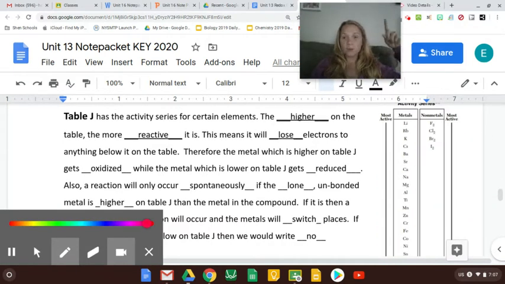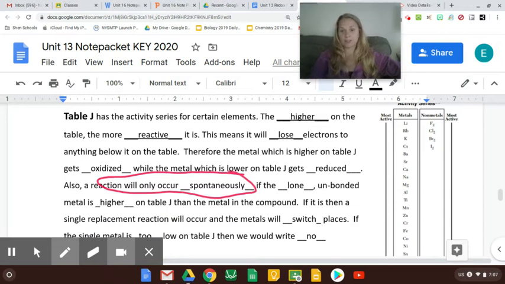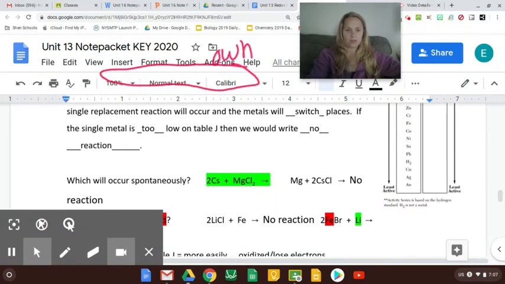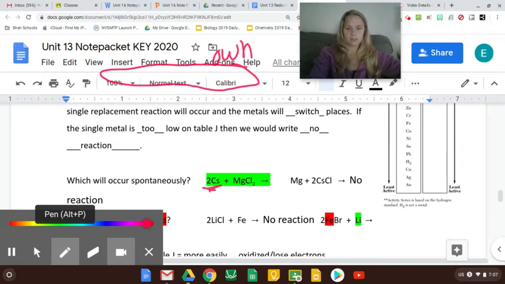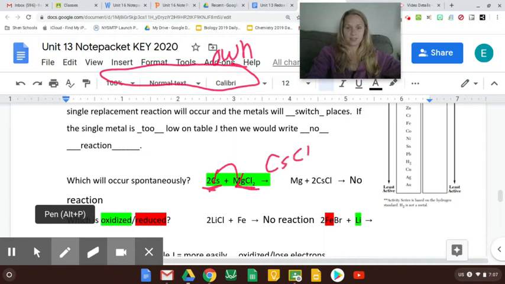And there's one more thing that table J can tell you that you need to know: it'll tell you if a reaction will actually occur spontaneously, meaning on its own. Like, will it just up and happen or not? So the rule is, let me show you an example. You have this lone thing right here, this Cs, that wants to react with this couple, and it wants to do a single replacement where it kicks the Mg out and switches places with it. So now Cs is with its girlfriend Cl and Mg is alone.